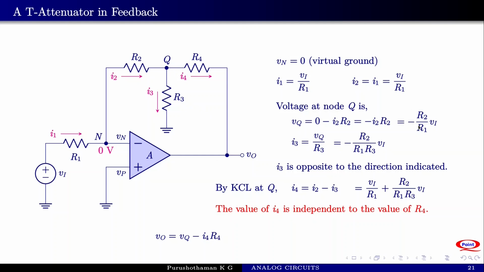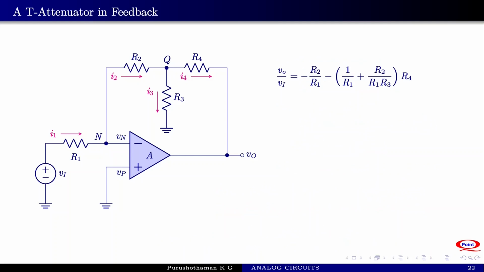We know the expression for VQ. We know the expression for I4. So substituting these values, we will be getting an expression like this. You can note that the value of I4 is independent of the value of R4. This point is important. So what remains is to simplify these expressions. We can simplify it like this.